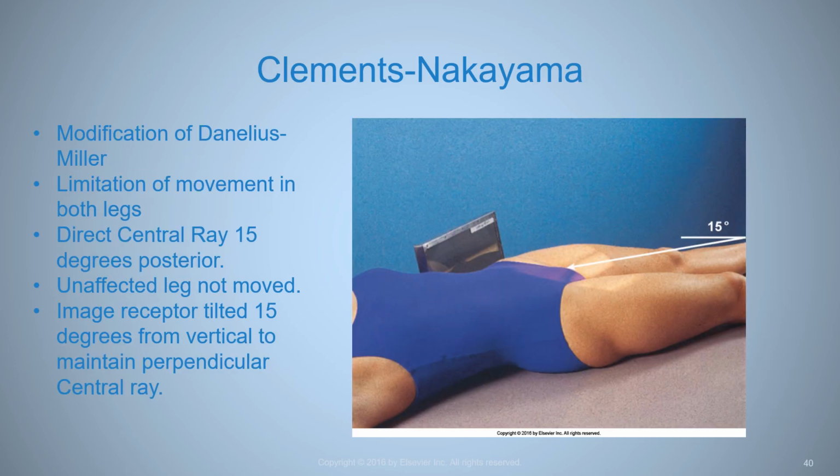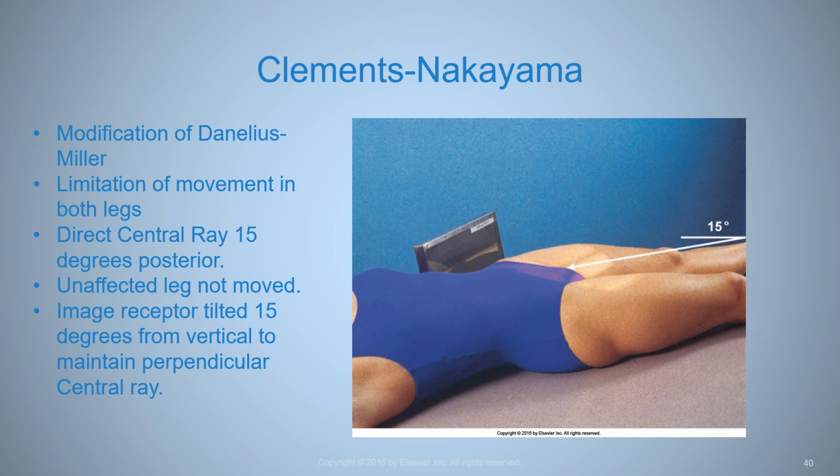Clements-Nakayama, I'm required to teach this to you. I've never shot one. I've never seen anyone shoot one. When would you utilize a Clements-Nakayama? When they've broken both hips. So you can't manipulate the unaffected leg. There is no unaffected leg. So if you're doing a Clements-Nakayama, you're going to do both of them, for the left broken hip and the right broken hip.